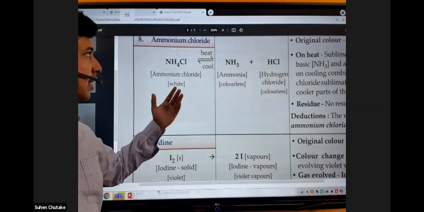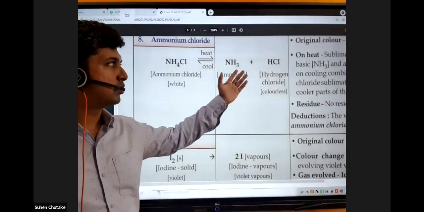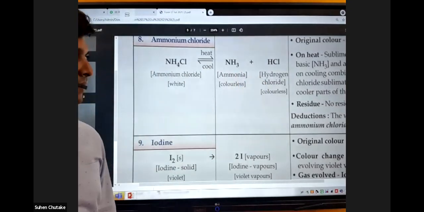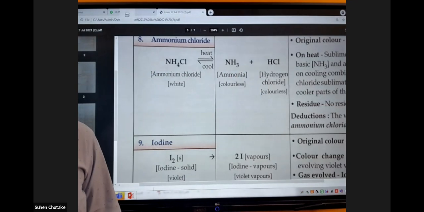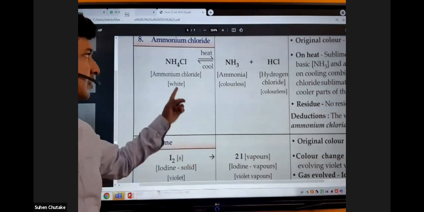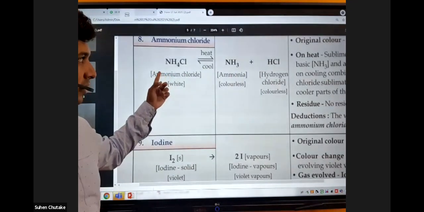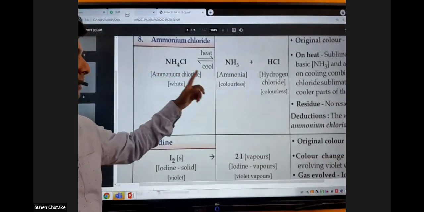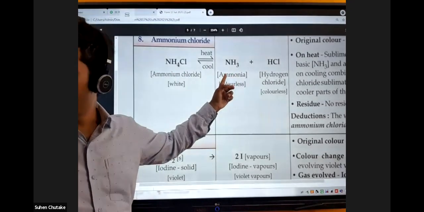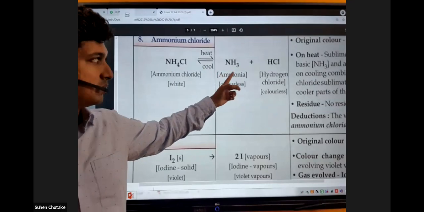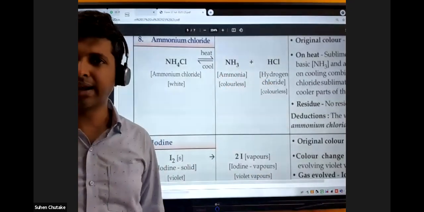Then ammonium chloride, if you heat this, is going to give you ammonia plus HCl. Ammonia, this will be dense white fumes. Dense white fumes are white in color, and both of them will be colorless. Ammonia will turn red litmus blue, and HCl will turn blue litmus red.